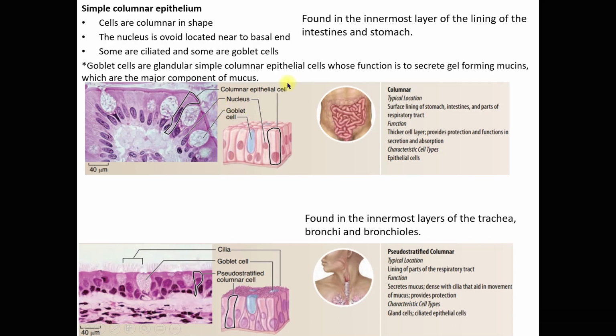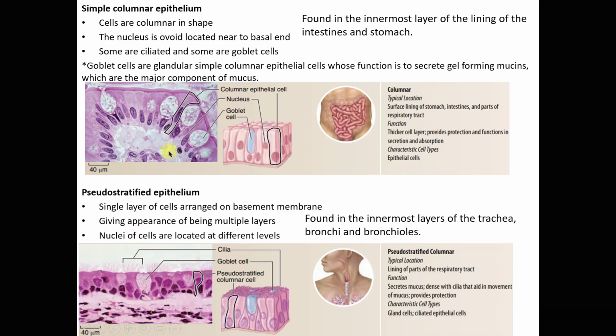This simple columnar epithelium can be found in the innermost layer of the lining of the intestines and stomach. That's why the innermost layer of your intestines and stomach is covered with mucus. Those mucus came from the mucins, which are secreted by the goblet cells.